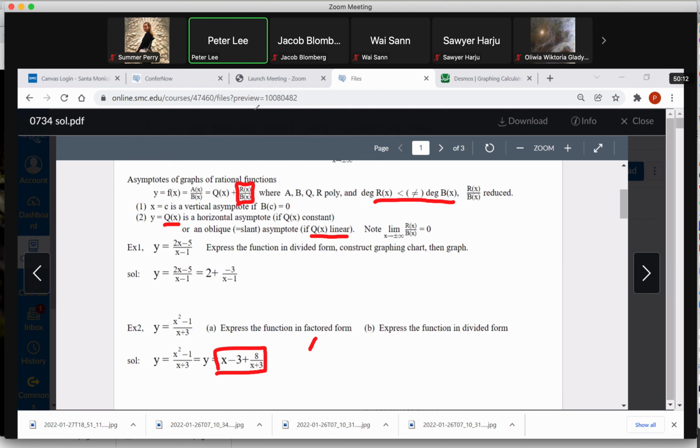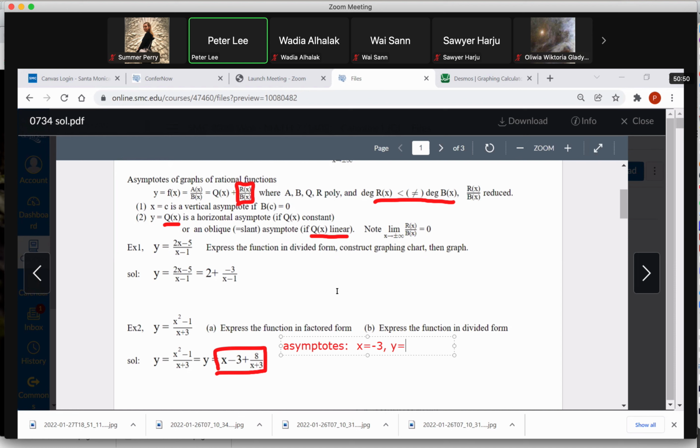What are the asymptotes here? One of them is x equals negative 3. That's right, x equals negative 3 is a vertical asymptote. But what else is an asymptote? I think y equals negative 3, if you plug in 0 for x. Y is equal to what? What is the asymptote? Y equals negative 3 is not an asymptote.